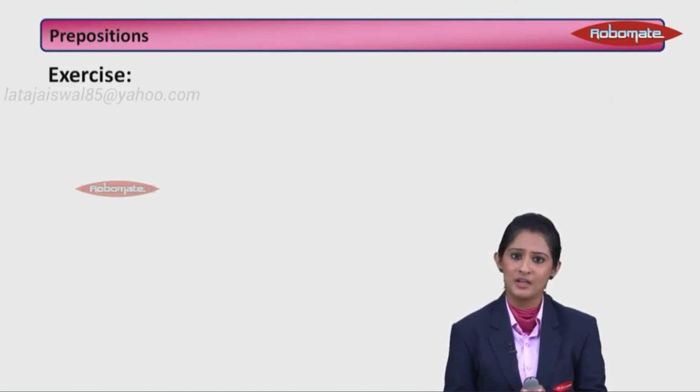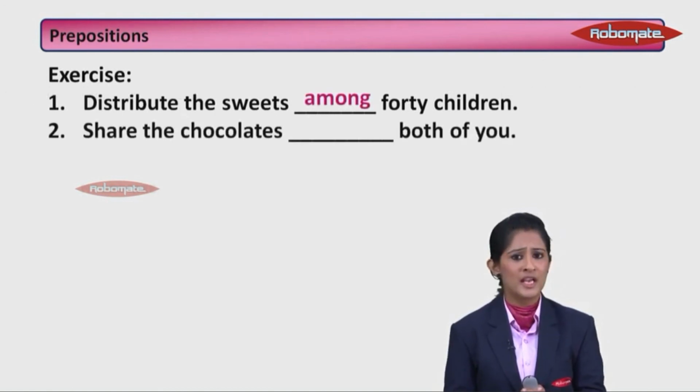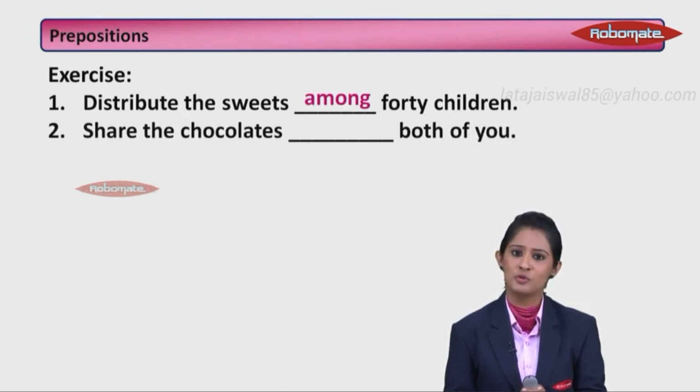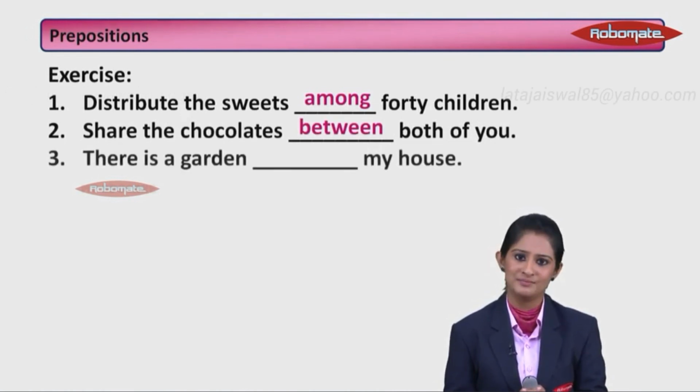Now let's take a look at one exercise. Distribute the sweets dash 40 children. You may be confused between the word between and among. But now, since we are talking more than two, we will write the word among. Share the chocolates dash both of you. Here we have the word both of you, hence we'll write the word between.